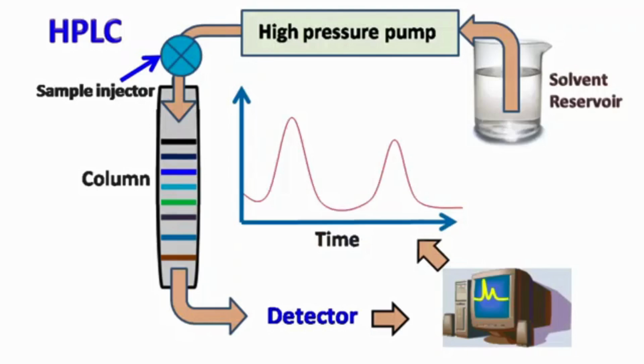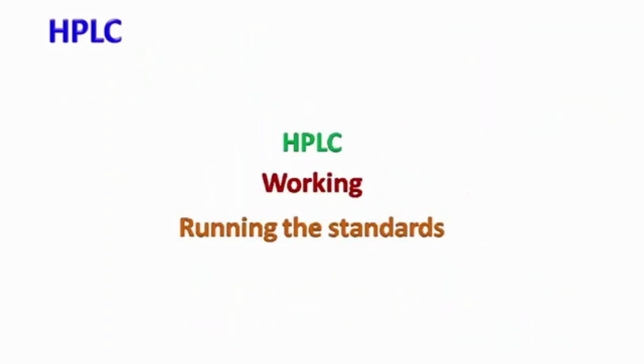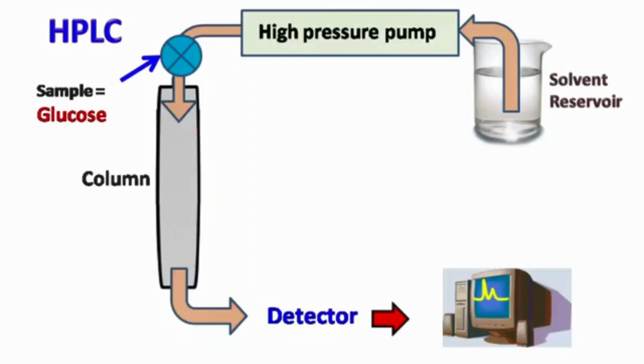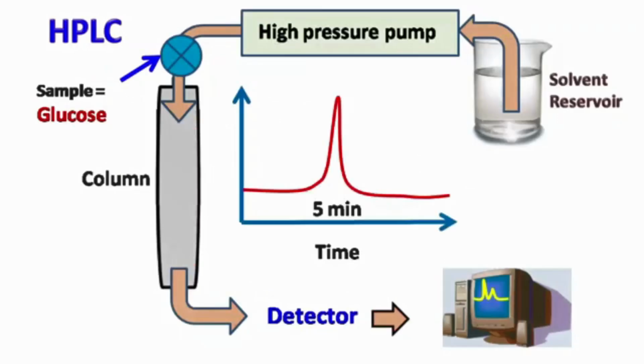To identify the components, we need to have standards. Let's understand this with an example. Let's say we run glucose as our sample and the peak of glucose is obtained at 5 minutes. Next, we run sucrose as our sample and the peak of sucrose is obtained at 8 minutes.